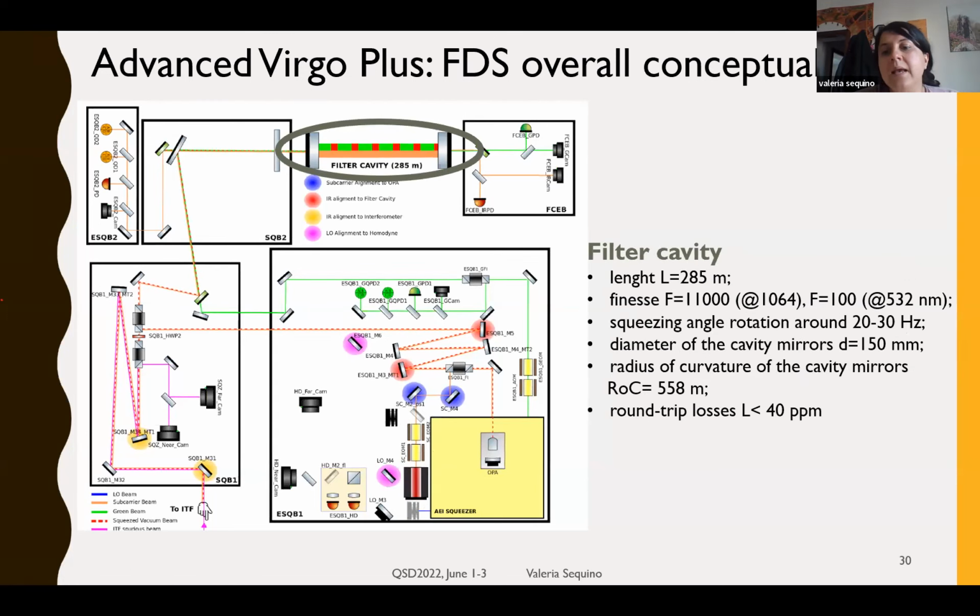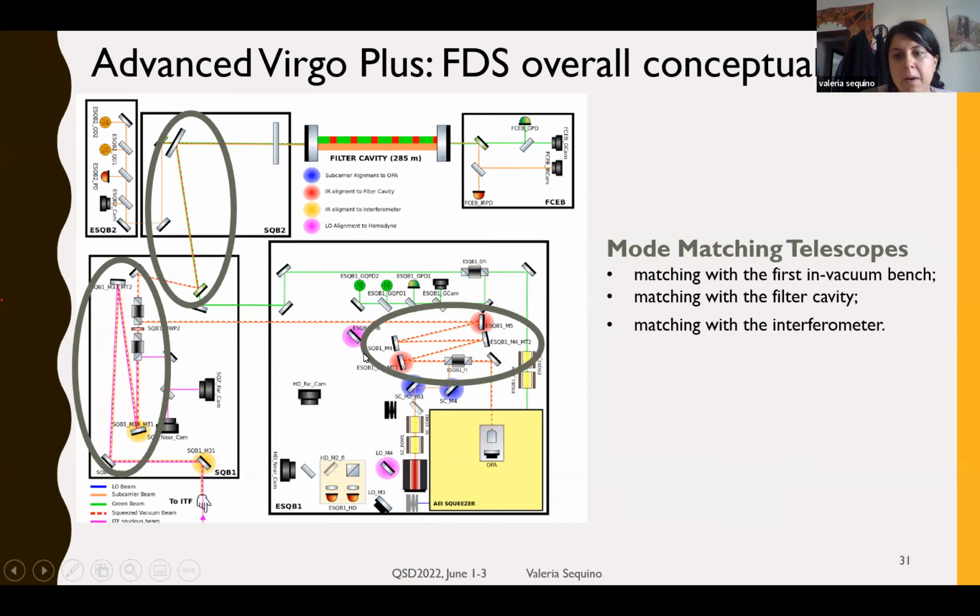The filter cavity has the characteristics that I said before. I will show the infrastructure after, and then you will see how it is located with respect to the bench. This is just a scheme.